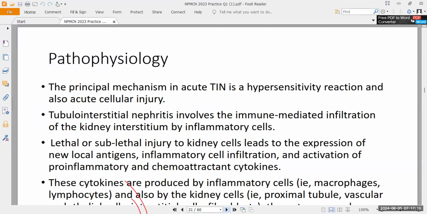So the pathophysiology: the principal mechanism in acute tubulointerstitial nephritis is a hypersensitivity reaction. It can also cause acute cellular injury. Tubulointerstitial nephritis involves the immune-mediated infiltration of the kidney interstitium by inflammatory cells. Lethal or sublethal injury to kidney cells leads to expression of new local antigens, inflammatory cell infiltration, and activation of pro-inflammatory and chemoattractant cytokines. These cytokines are produced by inflammatory cells and also by the kidney cells.